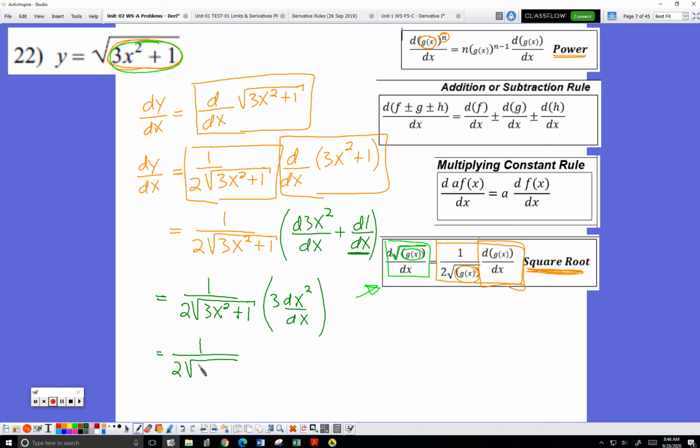Square root 3x squared plus 1. Don't forget the parenthesis. There's a 3. For the parenthesis, now we're using the power like we did before, so bring down the 2. There's my x. 2 subtract 1. I'm left with dx over dx. Don't forget to write the dx over the dx. As long as you're doing that, you'll remember why we have to, and it will help in future problems.